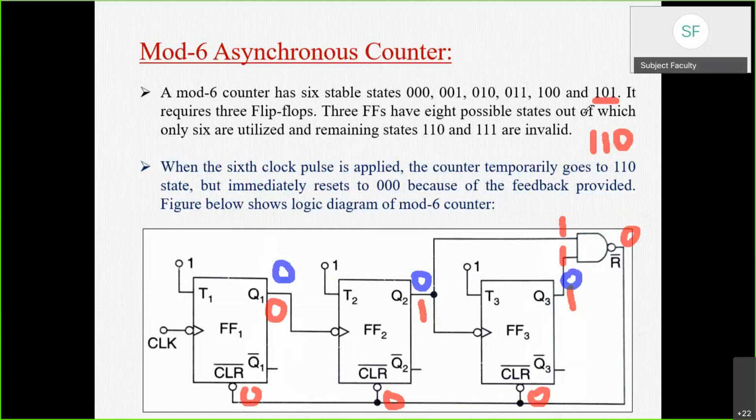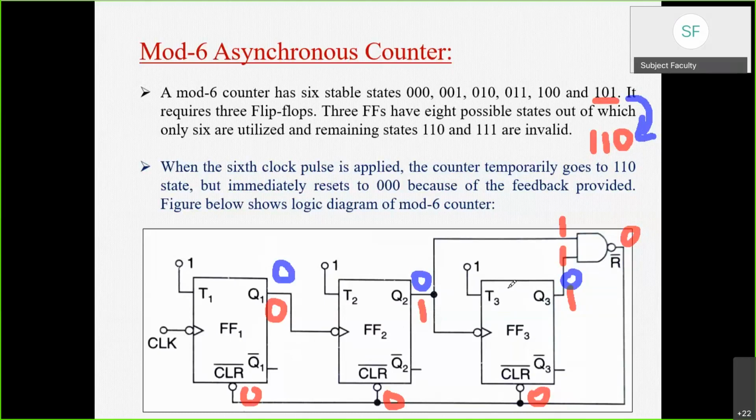That means after 1, 0, 1, the next count should be 1, 1, 0, ideally speaking. But whenever this 1, 1, 0 is happening, the counter will reset itself. So this is a very important point.